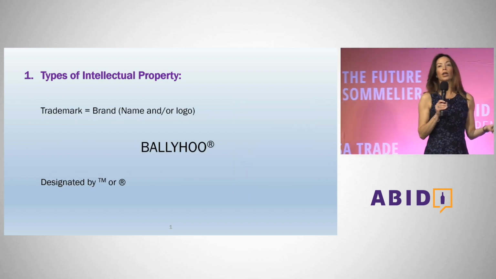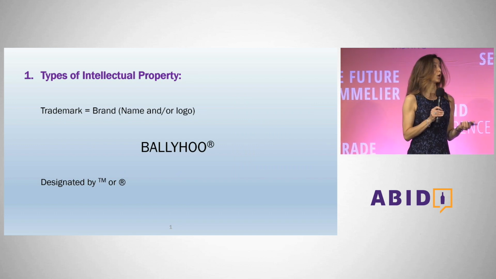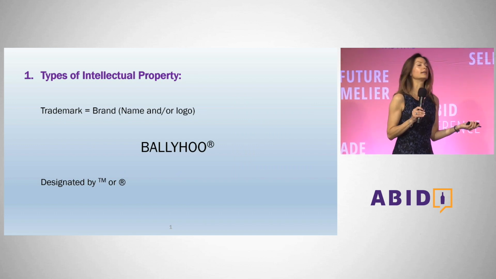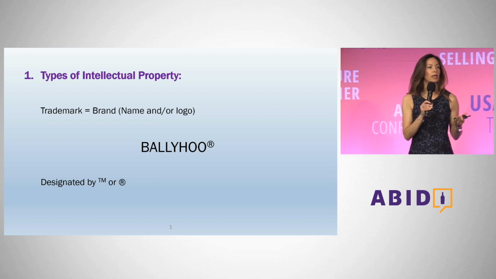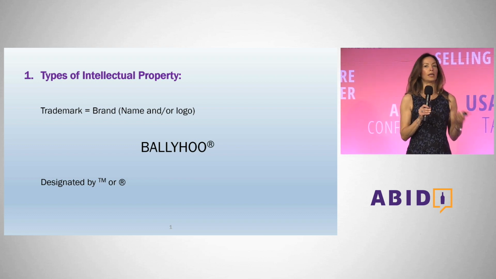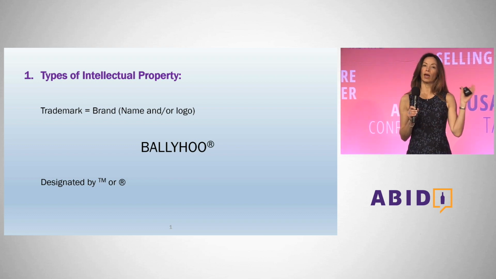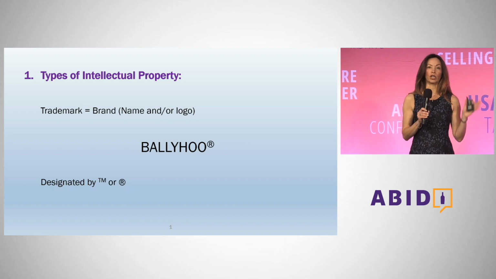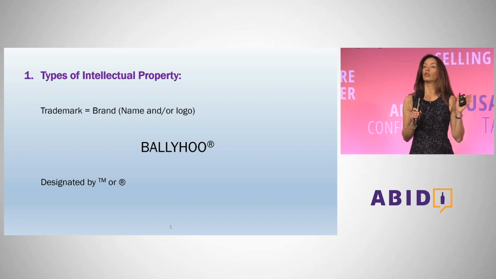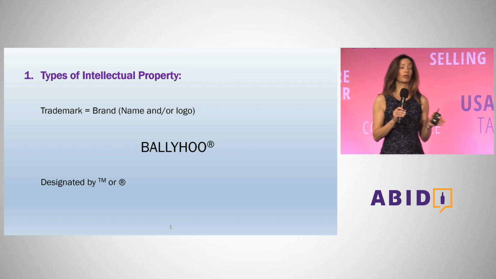And then next we have trademarks. So we're going to be concentrating on trademarks today. So a trademark is generally your brand. So if you're producing a wine, a spirit, a beer, and you have a label, generally what you're going to have on there is your brand. So it's going to signify the source, somewhere that product is coming from.